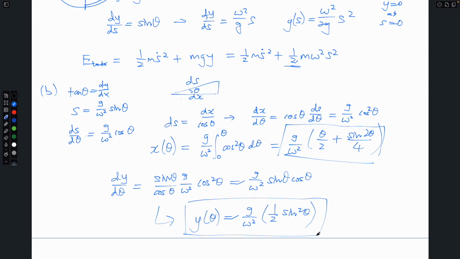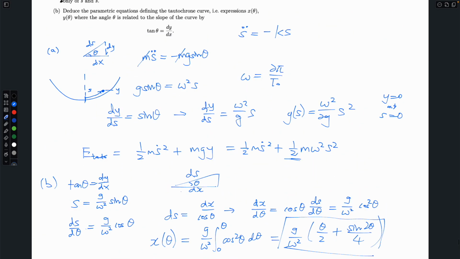So actually, this differential analysis where you draw the triangle and you have ds, dx, and dy is actually very common. Like in statics, a very famous question is to derive the shape of a hanging chain. That one you also need to use this kind of infinitesimal analysis.